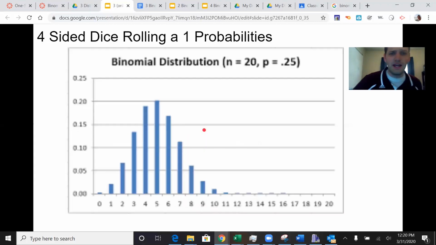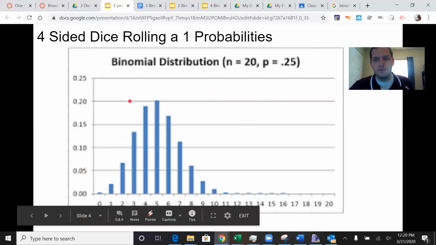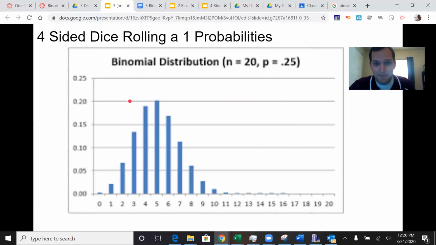Okay, we're looking at rolling the dice, what's the probability that at most 10 of them are a 1? Okay, at most 10 of them are a 1.